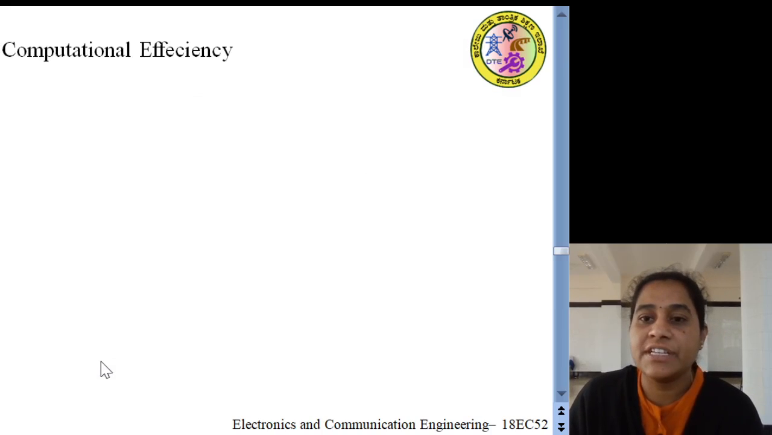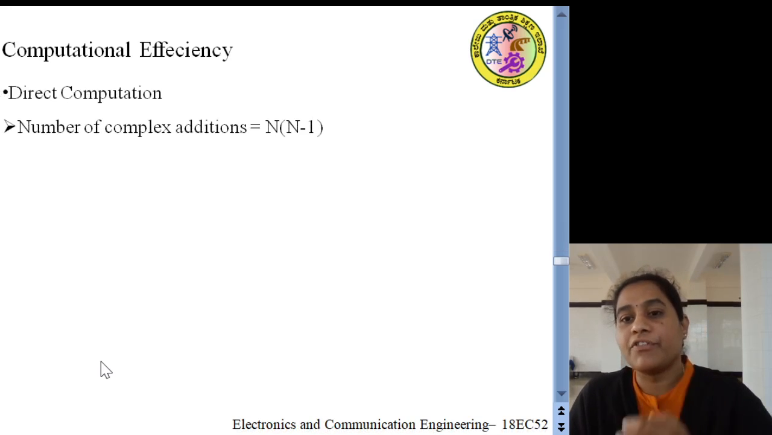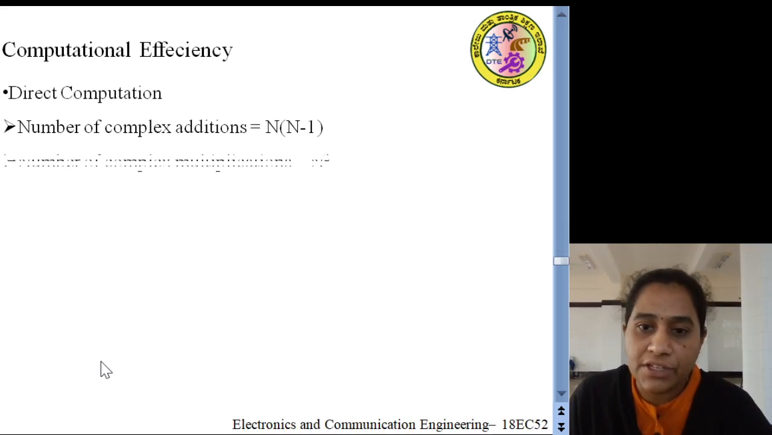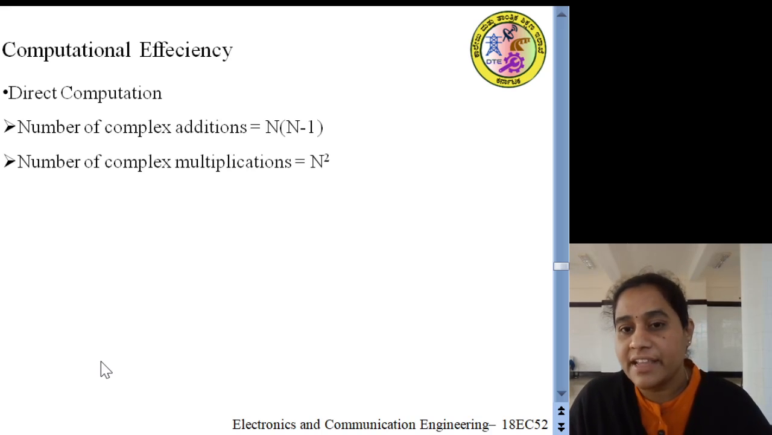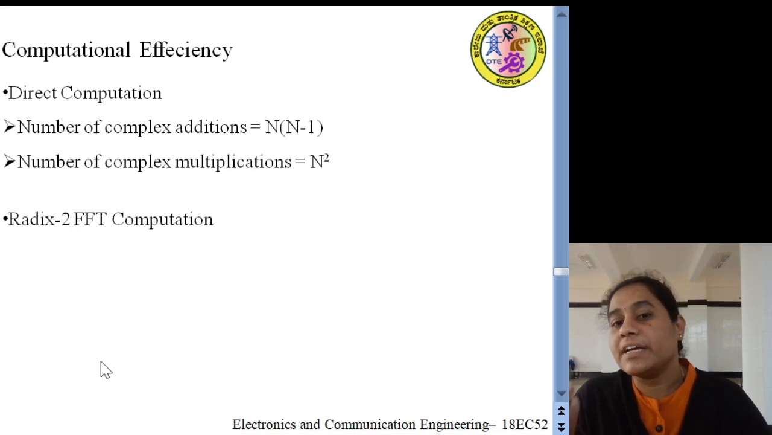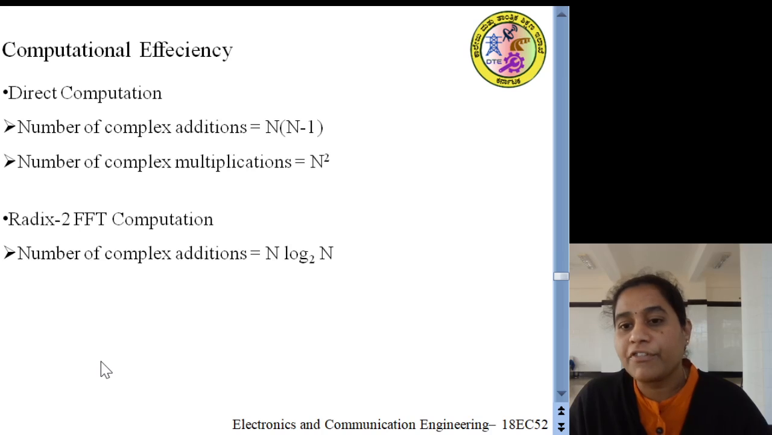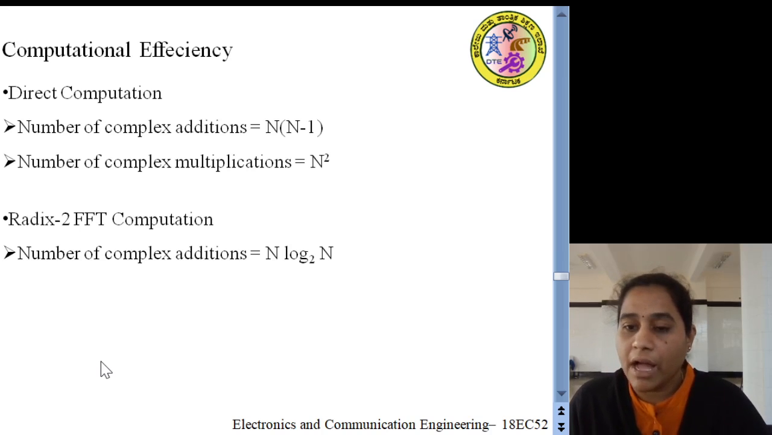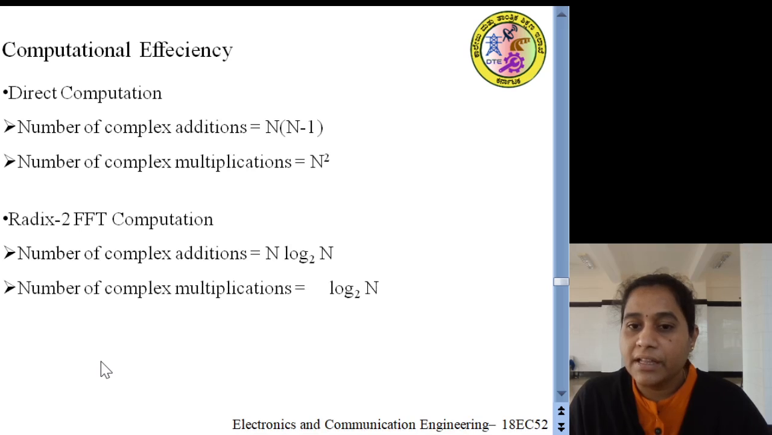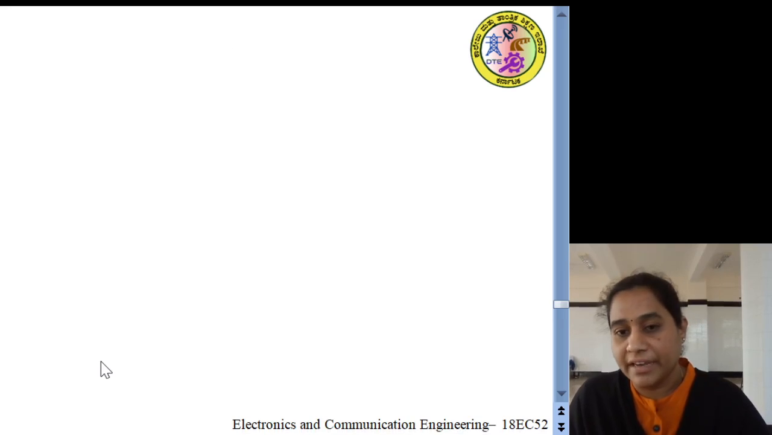So, computational efficiency. Let us consider direct computation. In direct computation, the number of complex additions is n into n minus 1, and the number of complex multiplications is n into n, that is n square. If we consider radix 2 computation, the number of complex additions is reduced to n log n, which is obviously lesser compared to the direct computation method. The number of complex multiplications is n by 2 times log n.